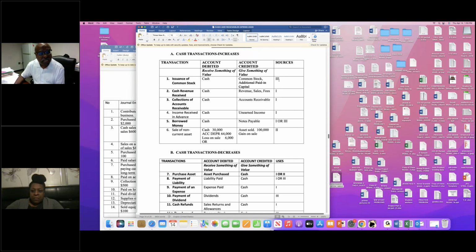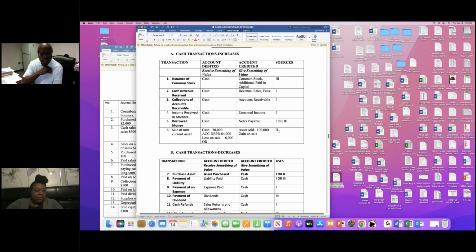And then we said if it was cash revenue received, it would be in part 1. If we collected receivables, part 1. If it was income in advance, part 1. If we borrowed money, part 1 if it's a short-term loan, part 2, 3, if it's a long-term loan. If we sell a non-current asset, we're going to put that in part 2. We do not want a company to be selling off long-term assets. Macy's selling its stores, and we're thinking that they have an operating problem.